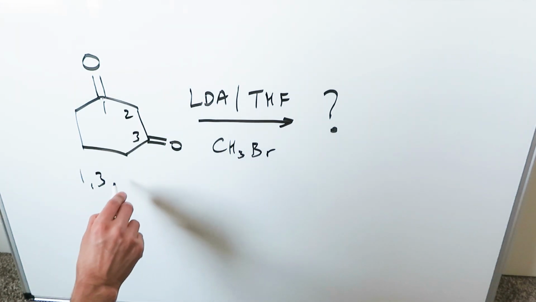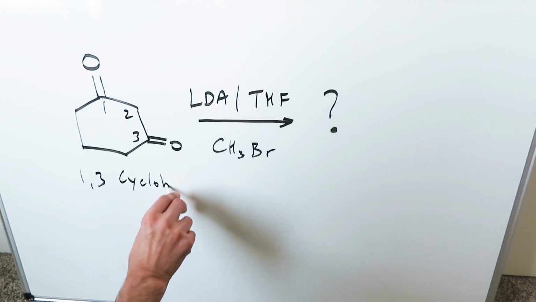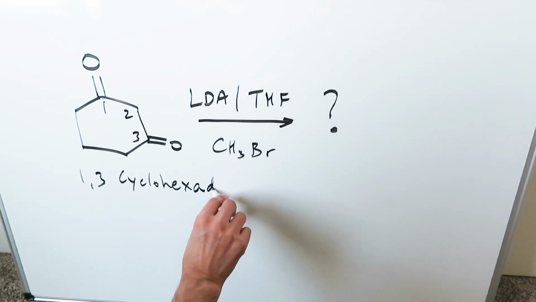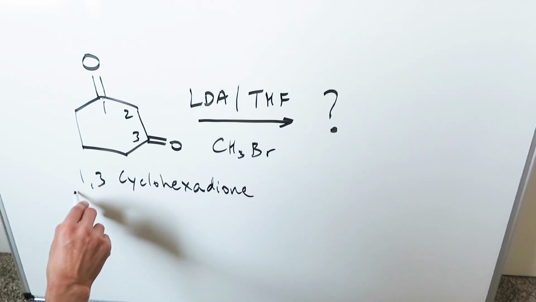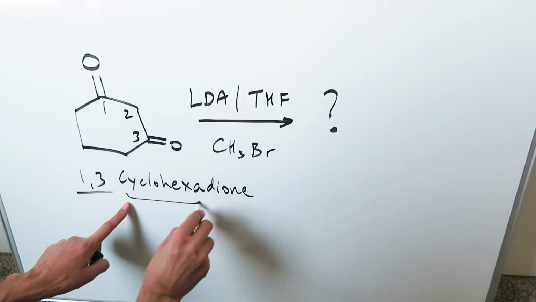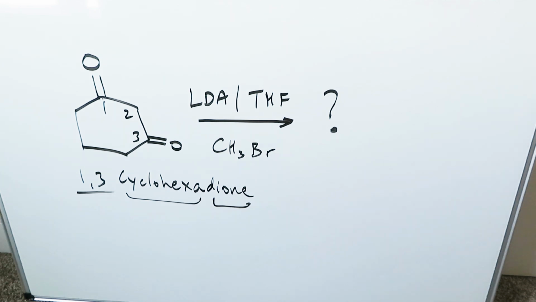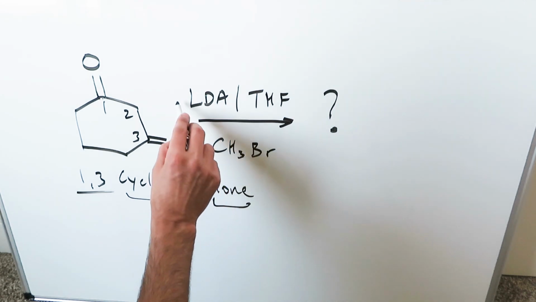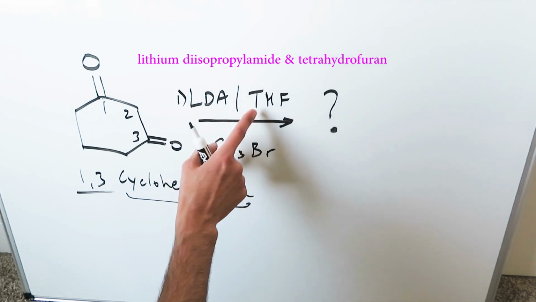You have 1, 3 cyclohexadione. And that's exactly what it is: 1 and 3, cyclohexane coming from right here, and then dione meaning two carbonyl groups, and they are ketones. We are reacting it with a single mole of methyl bromide, and we obviously have this LDA and THF.